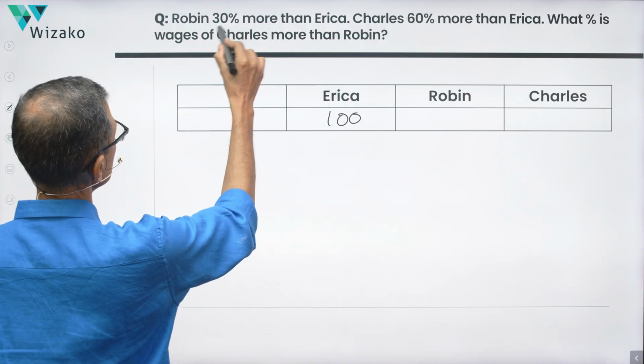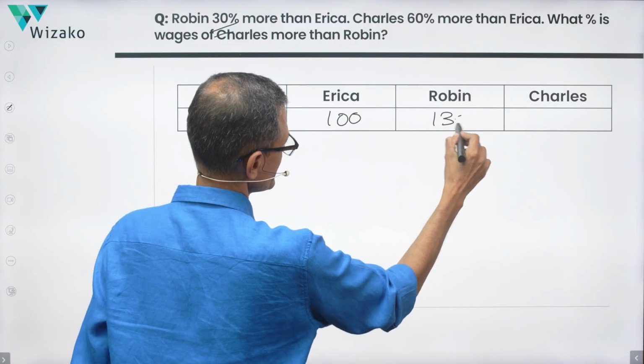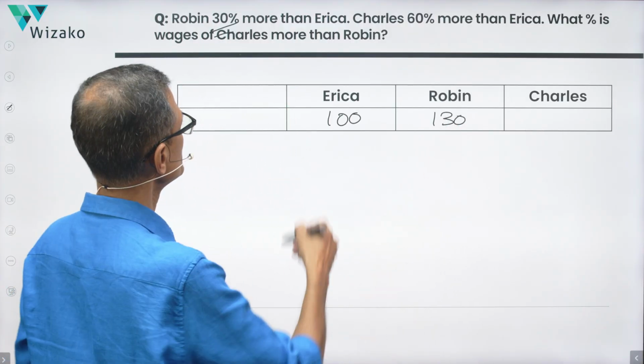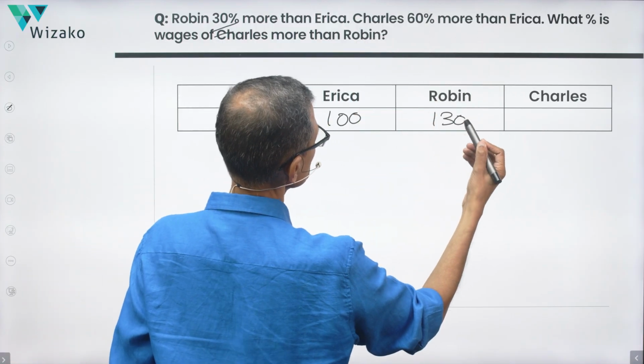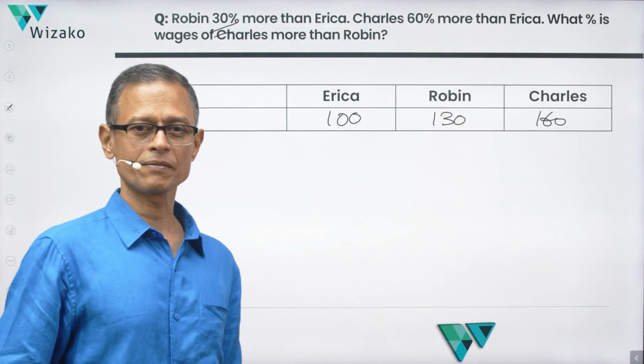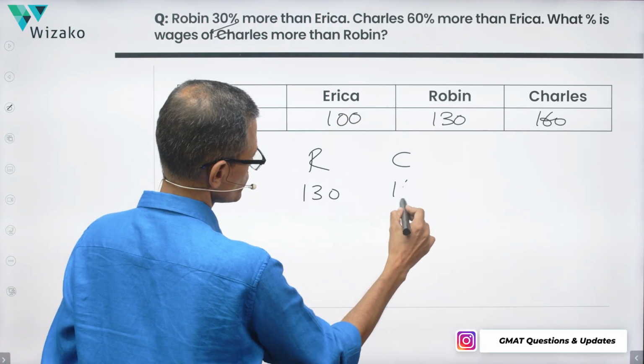So Robin got 30% more than what Erica did. So 30% more than 100, it is 130. So having 100 as a base, therefore makes our life so much easier in terms of computation. Charles earned 60% more than Erica. Erica is 100. 60% more than that is 160. Now what do we have? Robin is 130. Charles is 160.